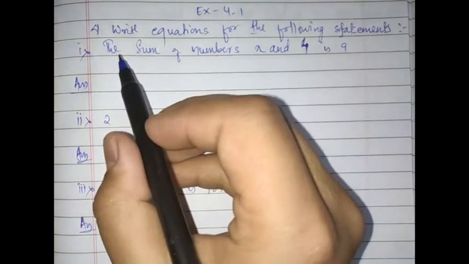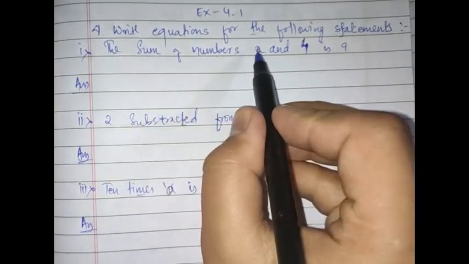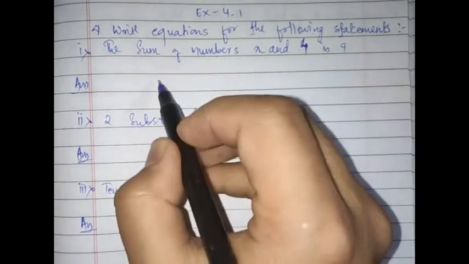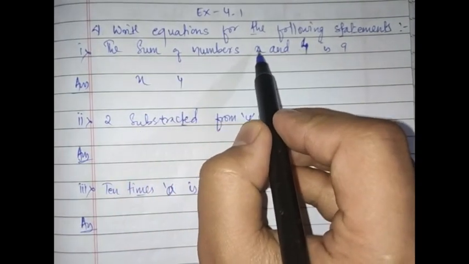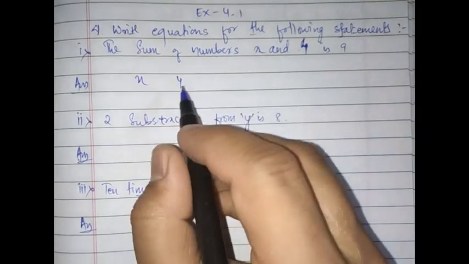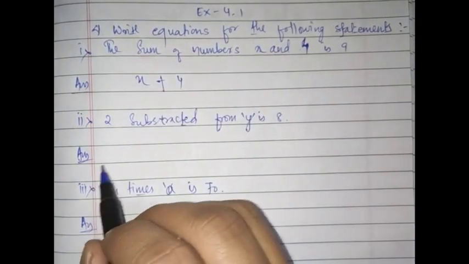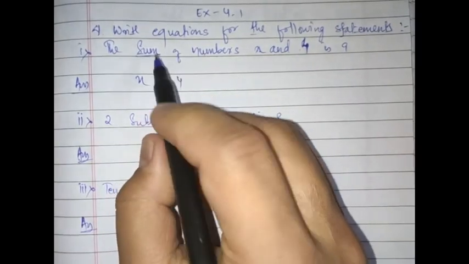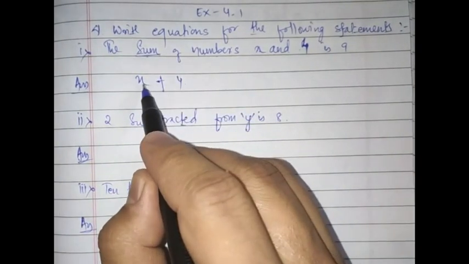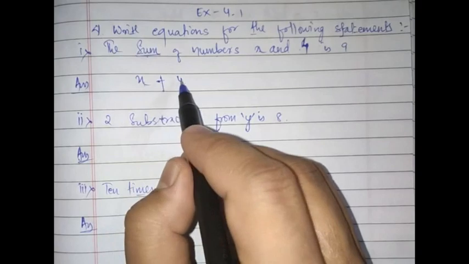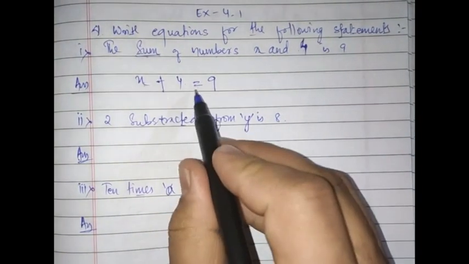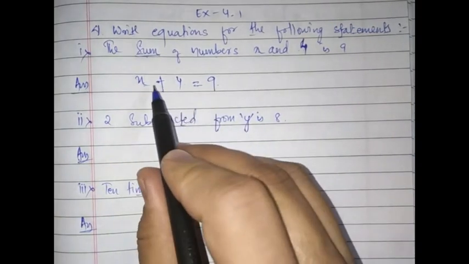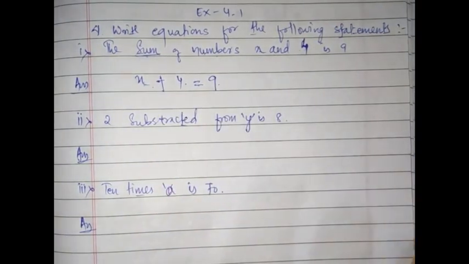Okay, so the thing is, the sum of numbers x and 4. In between these two you will put plus, which will make a sum. The sum of two numbers x and 4 will be equal to 9. Is 9 means equal to 9. X plus 4 is equal to 9. I hope you have understood this. If you have not understood, let us proceed to number 2.